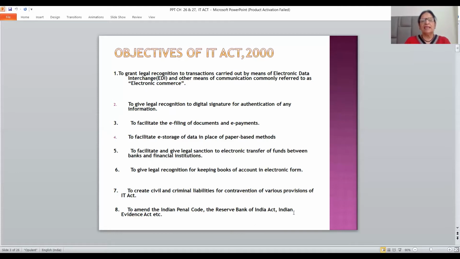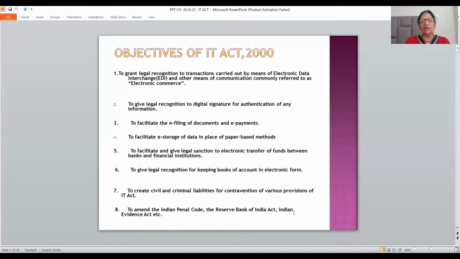GST, income tax, sales tax. Documents are being filed online and payments are also being made online. To facilitate and give legal sanction to e-storage of data in place of paper-based methods.